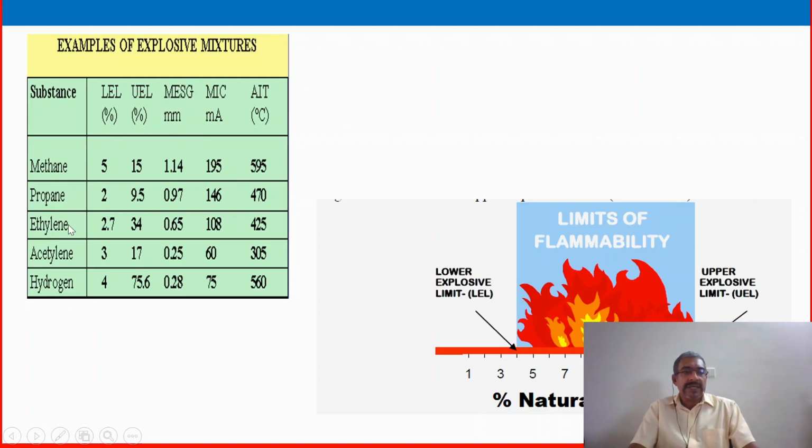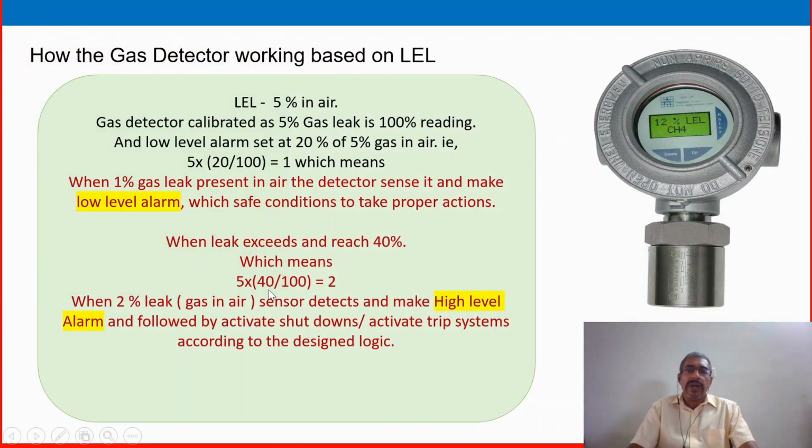For some gases like propane, acetylene, ethylene and hydrogen, limits are given as well, but mainly the gas detector is working on this methane LEL percentage in air. So we have developed an example here: LEL is 5% in air.